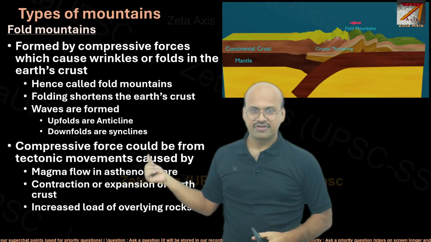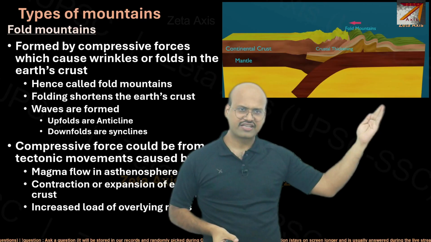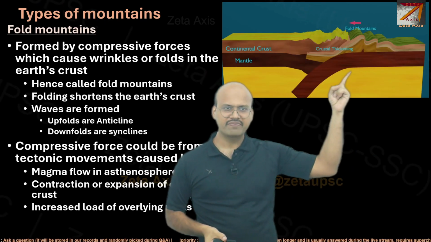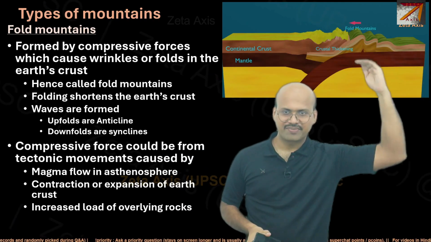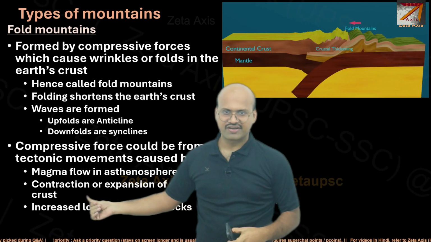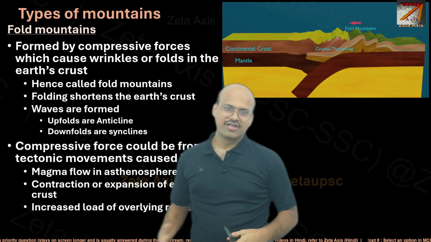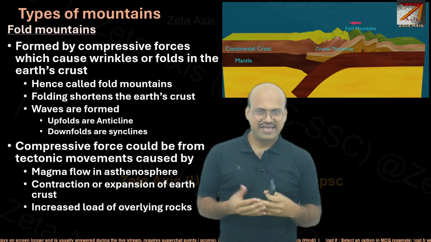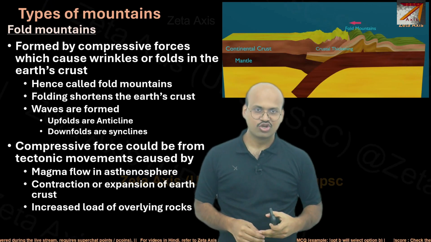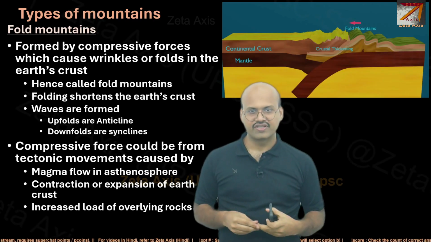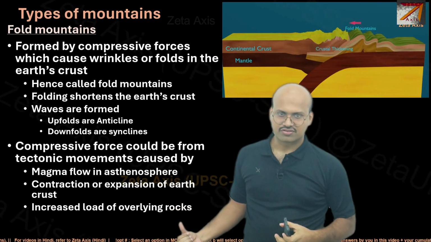Compressive forces could form from tectonic movements caused by magma flow in the asthenosphere. So this is our asthenosphere, and there would be magma flow in this asthenosphere which could lead to these compressive forces. The compressive forces can also be formed by contraction or expansion of earth crust. So the earth crust can also undergo expansion. If you know about the Basin and Range region of the United States, here there is expansion of the continental crust. Another cause is increased load of overlying rocks.